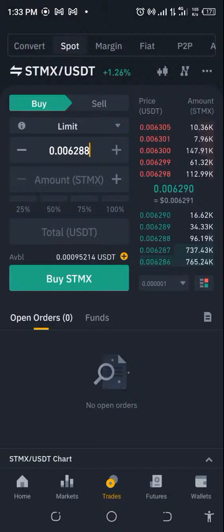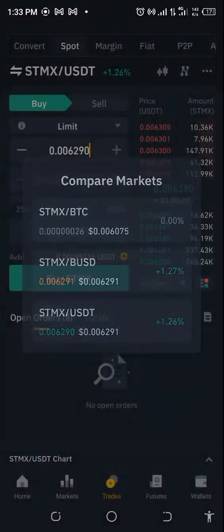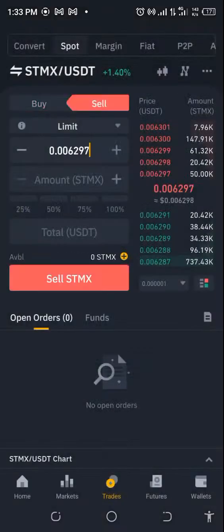So I sell, let me check that again. I thought I saw something different. No, okay, so it's still the same. So I'm going to sell this to USDT. Okay, so let me put that in there and sell to USDT.